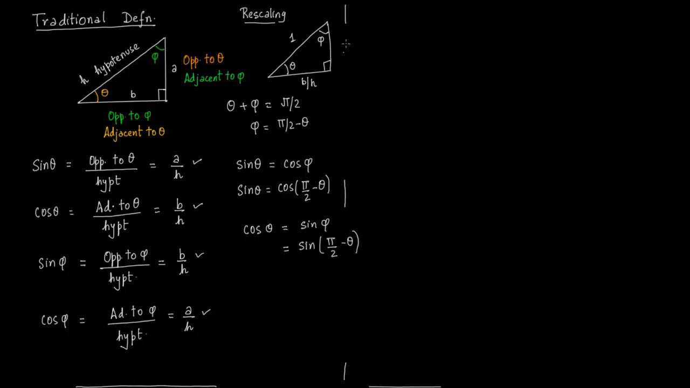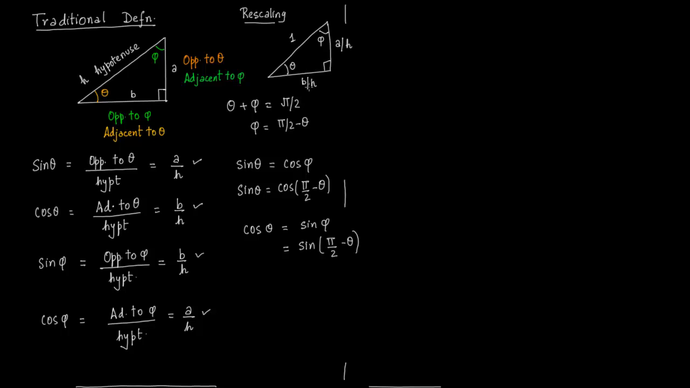So you divide all sides by h. You get b by h here and a by h here. Again you see the definition remains the same. Sine theta will still be a by h, because now opposite to theta is a by h, but hypotenuse is always 1.